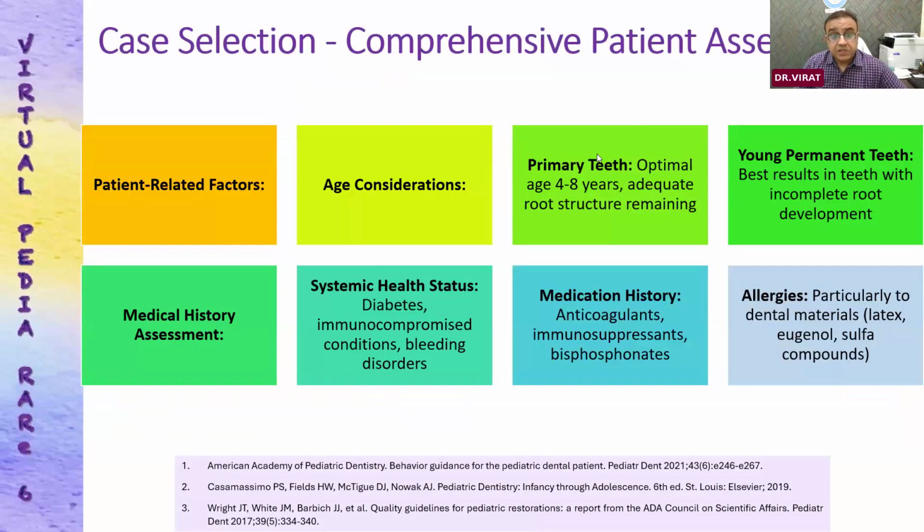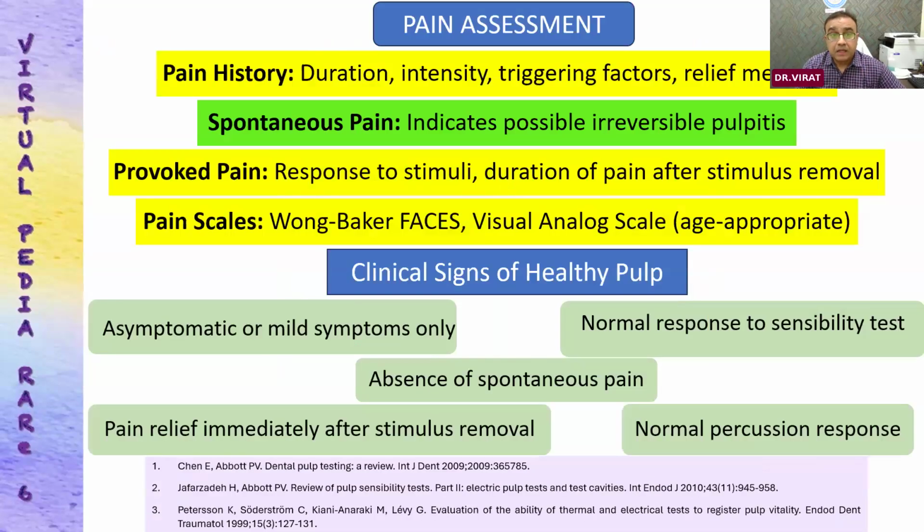Before going further, the first step is case selection, under which the patient assessment is very important, and patient-related factors like age, level of cooperation, and reliability to turn up for the follow-up visits are very important. Then the second factor, assessment of medical history and systemic health status like diabetes, any anticoagulants or allergies, also affects the overall success rate. Then pain assessment as to duration, spontaneity, and severity can be key factors to guide the treatment selection.